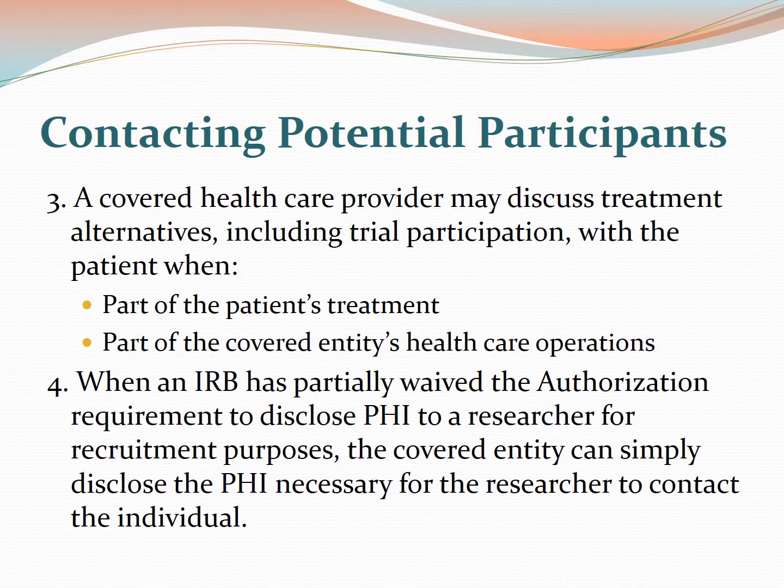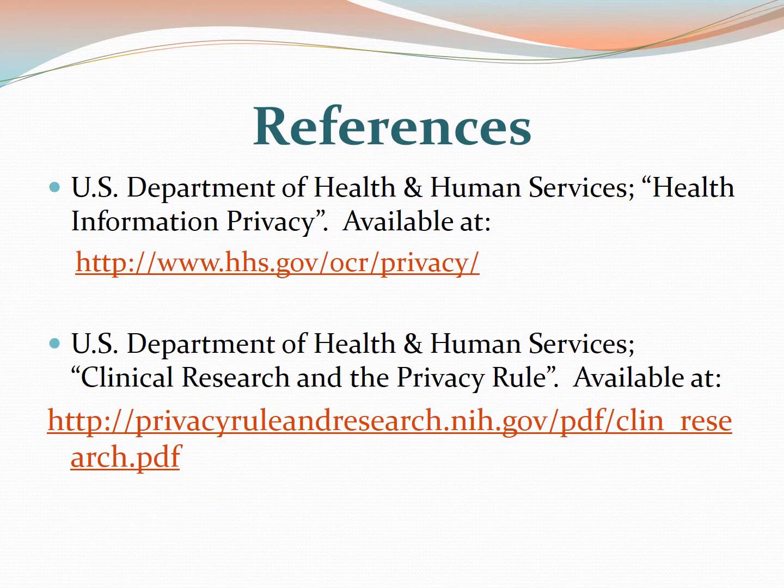And then number 4. When an IRB has partially waived the authorization requirements to disclose PHI to a researcher for recruitment purposes, the covered entity can simply disclose the PHI necessary for the researcher to contact the individual. So here we have some references, the clinical research and privacy rule link, and then the health information privacy link there too. So I hope that sort of clarified some of the things about the discussion question this week about using a third party and whether this is okay and when it's okay.